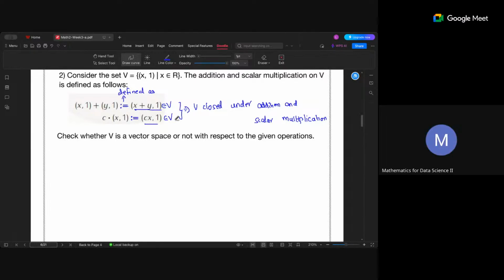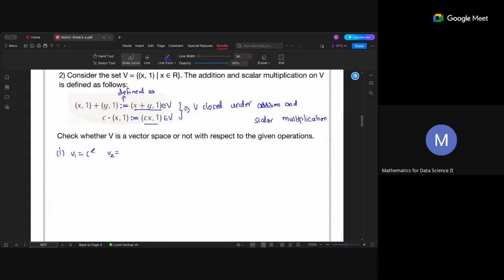Okay, fine. Now, what is the first property? Closed under addition. No, that is already done, so these two are done. Commutativity of addition, right? So let's take two vectors v1, v2.